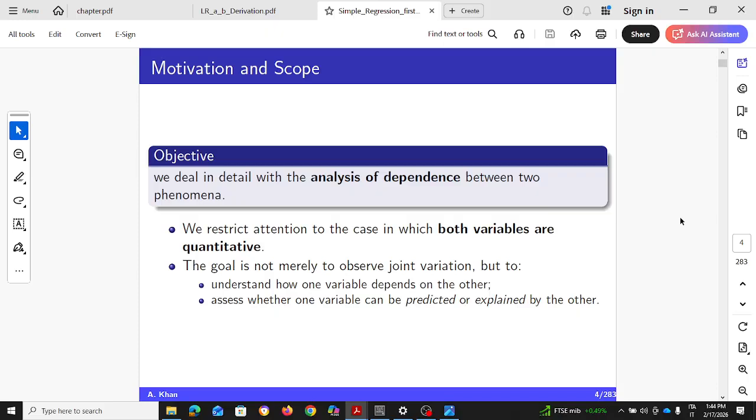And the second point is, can we predict one variable from the other, and can one variable be explained by the other? Okay, so this is the key idea, the objective of today's lecture.